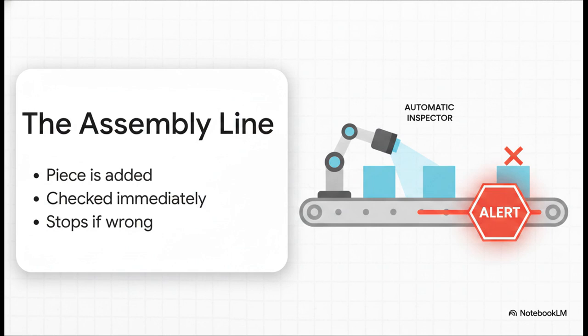Imagine a slick conveyor belt. Every single time a new piece is added to the line, an automatic inspector is right there to check it immediately. It doesn't wait for the whole car or the entire phone to be finished. No way. It checks the piece right then and there. And if something's wrong, boom, the line stops instantly. Bad products simply cannot move forward. They are halted way before they ever reach the customer. Quality control isn't an afterthought, it's built directly into the motion of the line itself.